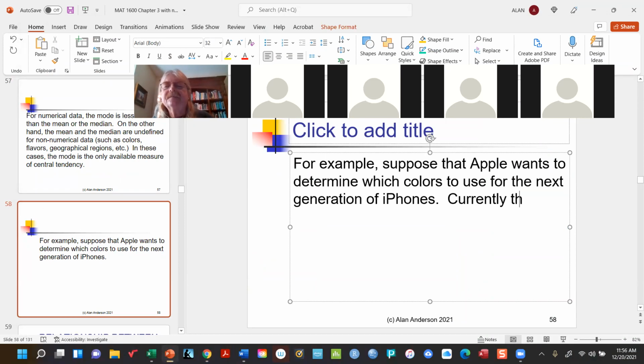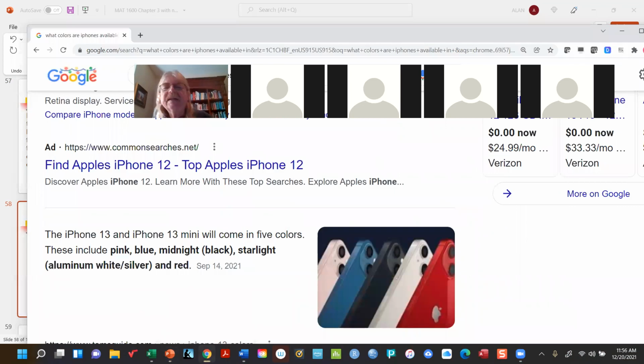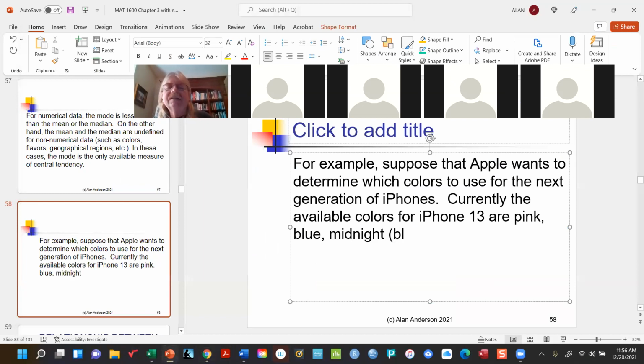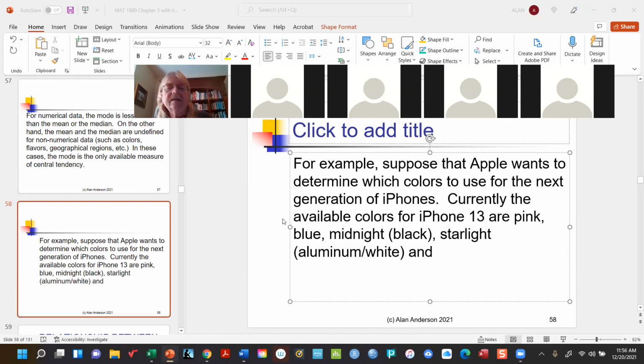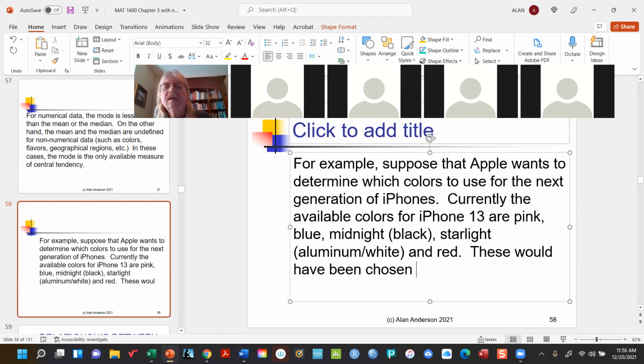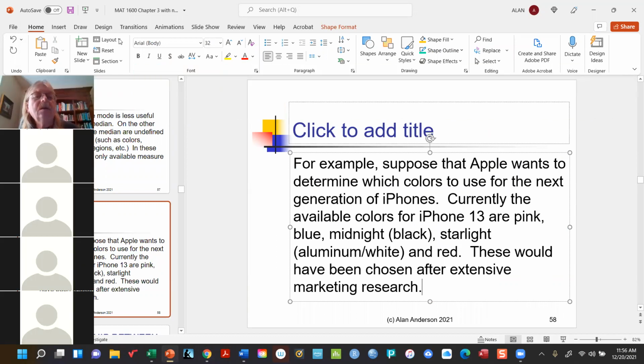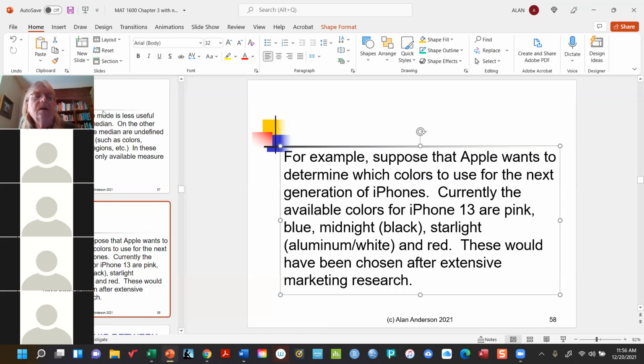So I'm going to add this in here. I think this is kind of a fun application. Let's try that. All right, here they are again. Pink, blue, midnight, starlight, and red. These would have been chosen after extensive marketing research. Okay, so in other words, they would have literally contacted potential customers and said, listen, what color do you want?